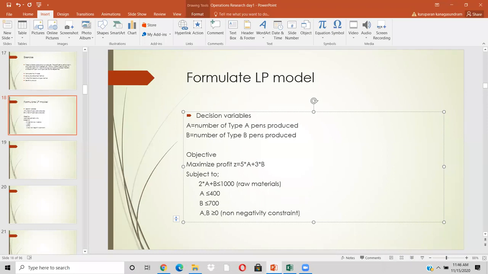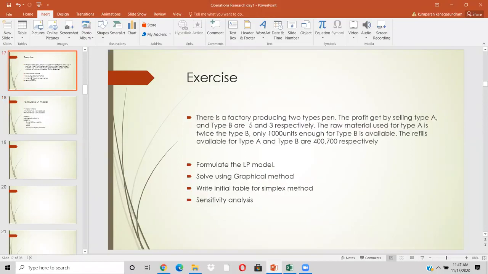Okay, we have formulated the LP model. You have to first find the decision variables, and you have to write the objective function. Thereafter, you have to write the constraints. Okay. Next, solve using graphical method.